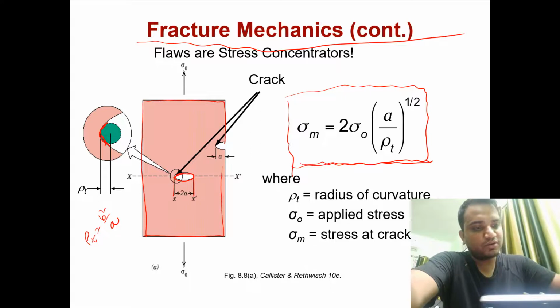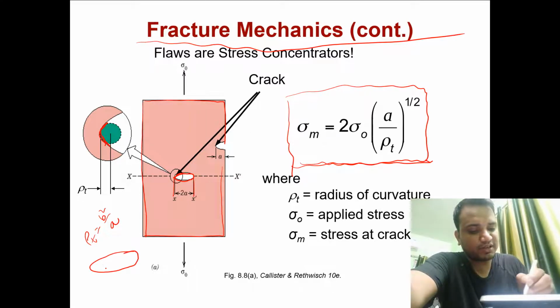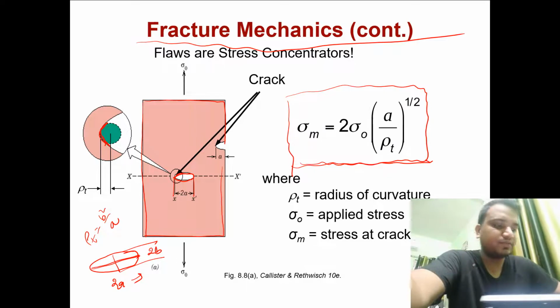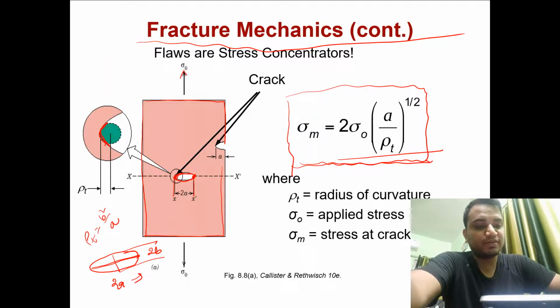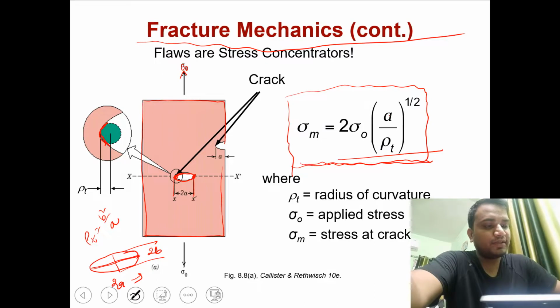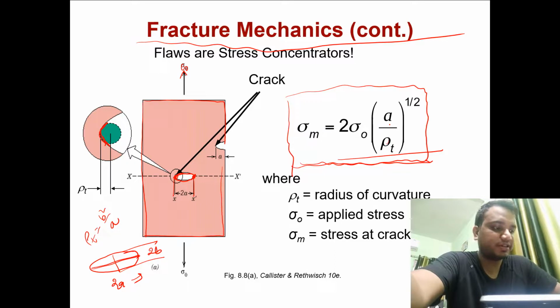So b square, how it will be, because we are assuming like an ellipse. So this is your major axis, this is your 2a. This minor axis, this is your 2b. Okay, so you can see at this point or this point the stress is very high. This is 2 times sigma naught. Sigma naught is the stress which we are applying, and a divided by rho t, because this rho t is b square by a, so that will be very low, and this is a, so this will be high. So like that it is higher.